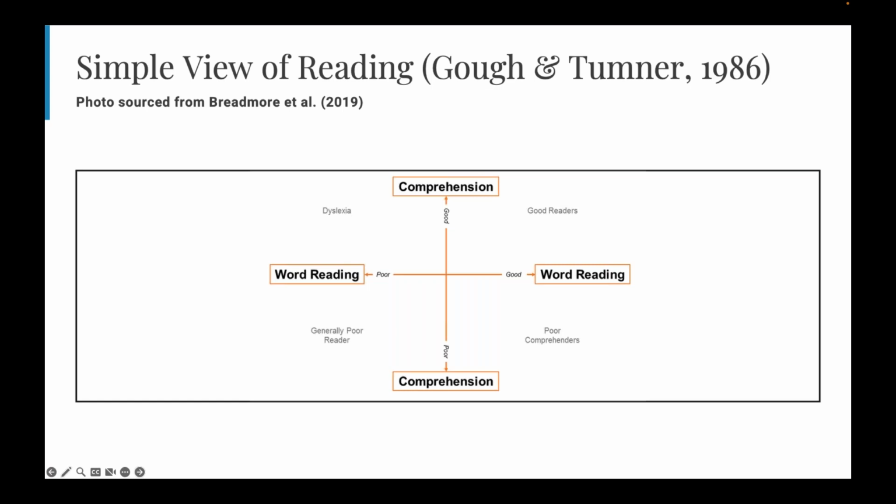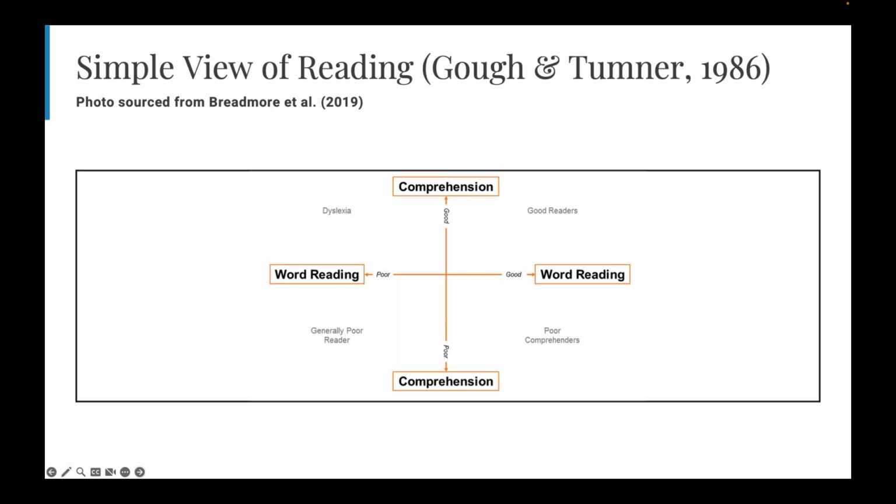If we think about those two elements and we look at the top left-hand quadrant, we'll see that dyslexia is listed there. And dyslexic individuals under this theory are characterized by poor word level skills and good language comprehension. And those word level skills that are poor can include poor reading and poor spelling skills. So poor reading, decoding, and poor spelling skills.